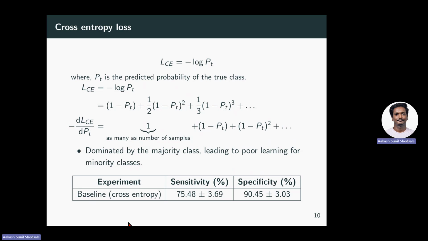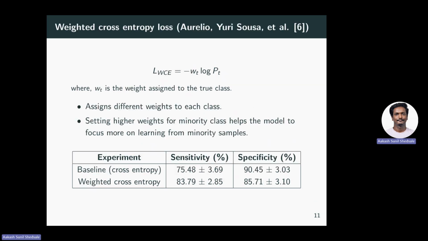As a result, we can say that the model's loss gradient is biased towards the majority class. The results with the baseline cross entropy loss on the considered data, which I have shown previously, are 75% sensitivity and 90% specificity.